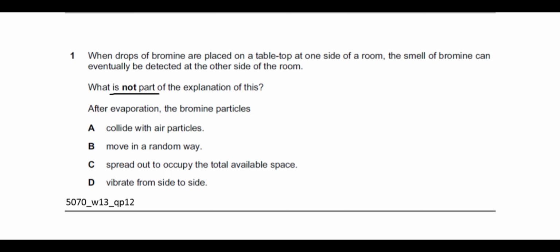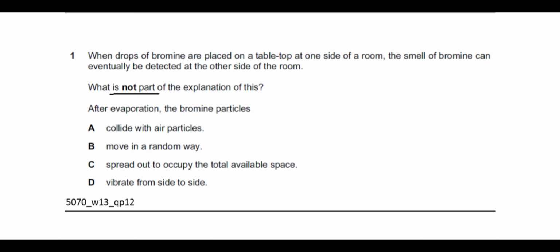So in this case, Alpha: after evaporation, bromine particles collide with air particles. Yes, bromine, because it is diffusing, and in diffusion particles do collide with each other and with the air particles. It is correct. Bravo says move in a random way. Yes, diffusion is a very good example that justifies and proves the kinetic molecular theory. So in diffusion, yes, particles move randomly. Bravo is correct. Charlie says spread out to occupy the total available space.